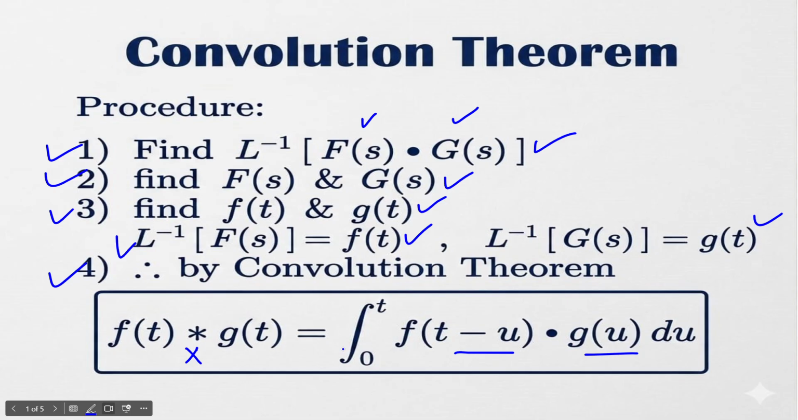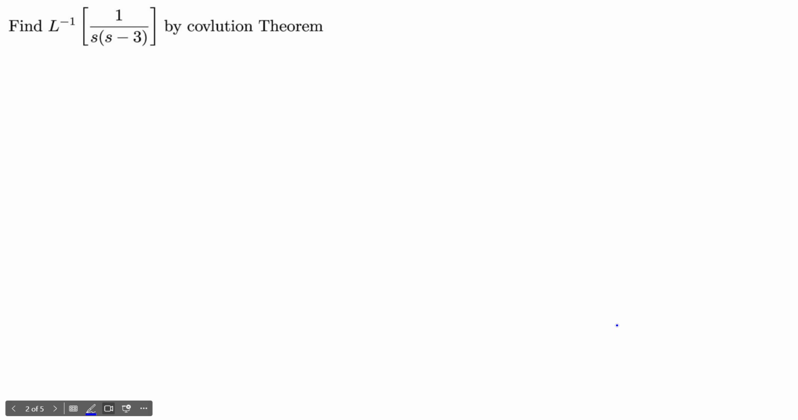F of t into g of t is equal to the integration with limits 0 to t, f of t minus u, replace t by t minus u in f of t, into g of u, replace t by u in g of t, du. After this you have to integrate the given equation with respect to u and simplify. So without wasting time, we'll see some questions on this topic.